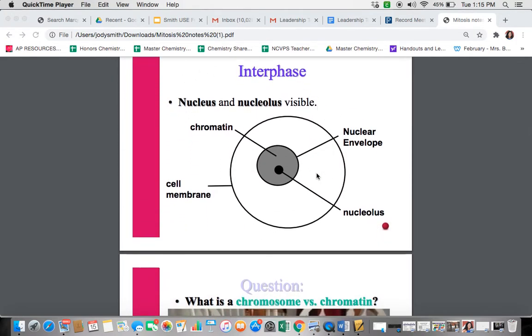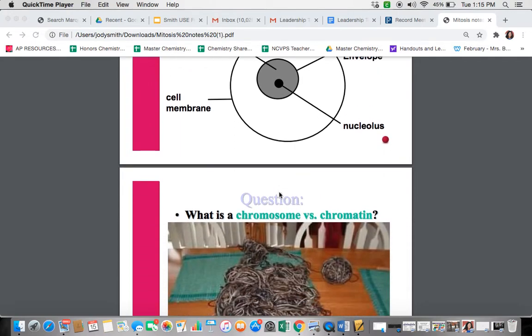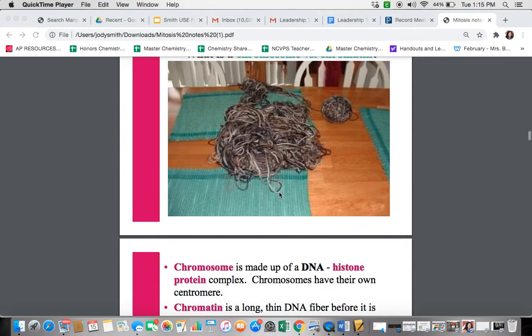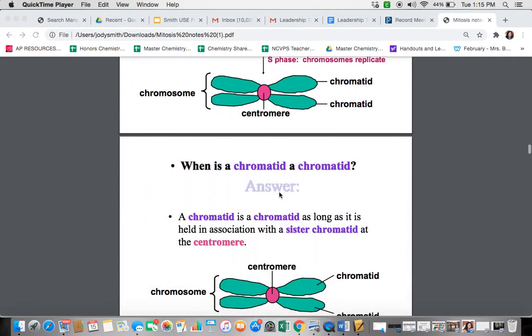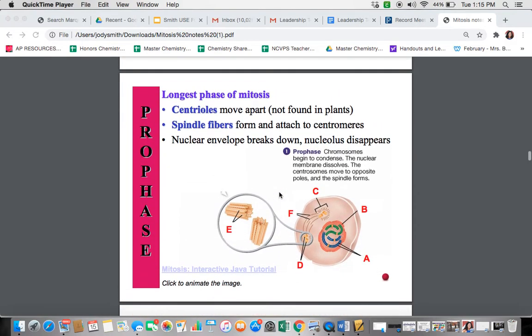It gives you a little information about interphase. I'm going to skip through these sections because we will map this out once we return, as we do the map of a chromosome. Skip to this one. Okay, so right after interphase, 90% of that cell's life is growing.